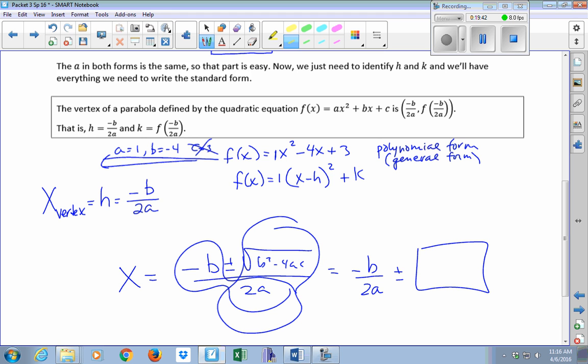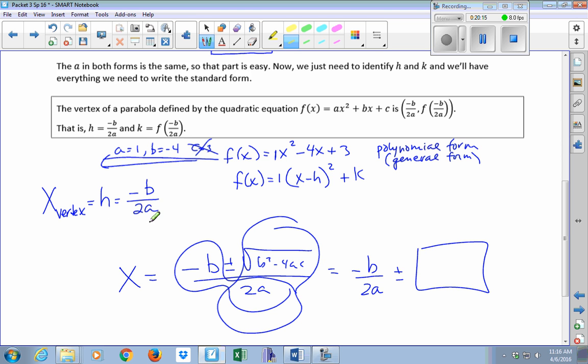So think about it. Your vertex is halfway between your two x-intercepts. And look, here's where you begin. Here's the x value of your vertex. To get to one x-intercept, you add a value. To get to your other x-intercept, you subtract the same value. So if you tear apart that quadratic formula, there's your formula for the vertex. So you never have to memorize it because I know you know the quadratic formula.